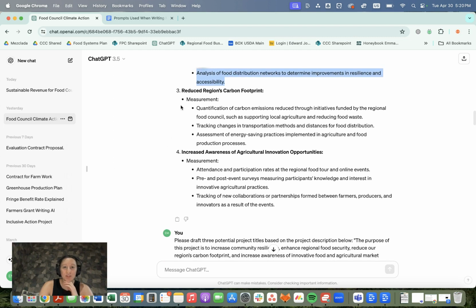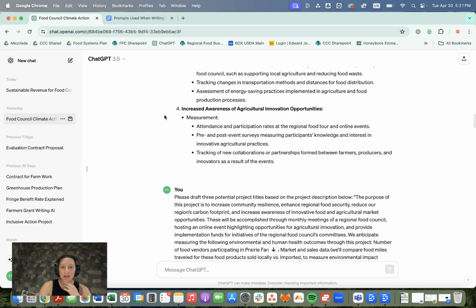Reduced regions' carbon footprint. This one is looking at emissions reduced through the initiatives of our food council, such as supporting local agriculture and reducing food waste. We ended up massaging that a bit. So like I said, we're using farmers market sales to compare emissions for local foods versus ones that would be imported. And we didn't really focus on the agricultural production techniques used for this. It was more focused on community connection type things.